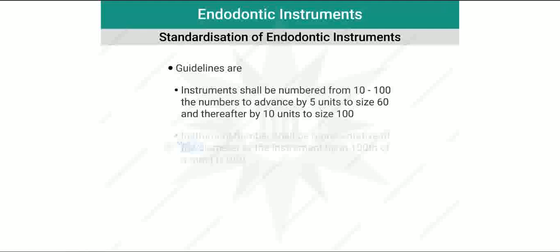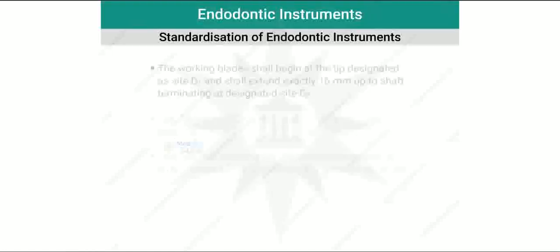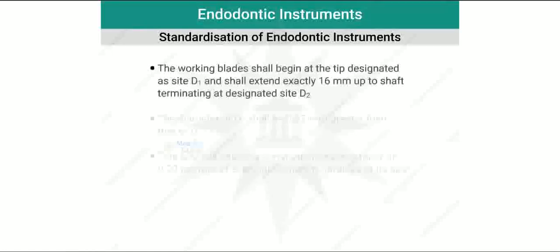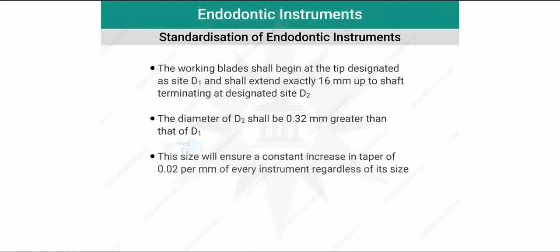Instrument number shall be representative of the diameter of the instrument tip, that is, one hundredth of the diameter of the tip. The working blade shall begin at the tip designated as D1 and shall extend exactly 16 mm up the shaft, terminating at D2. The diameter of D2 shall be 0.32 mm greater than that of D1. This size will ensure a constant increase in the taper of 0.02 mm per every mm of every instrument, regardless of its size.